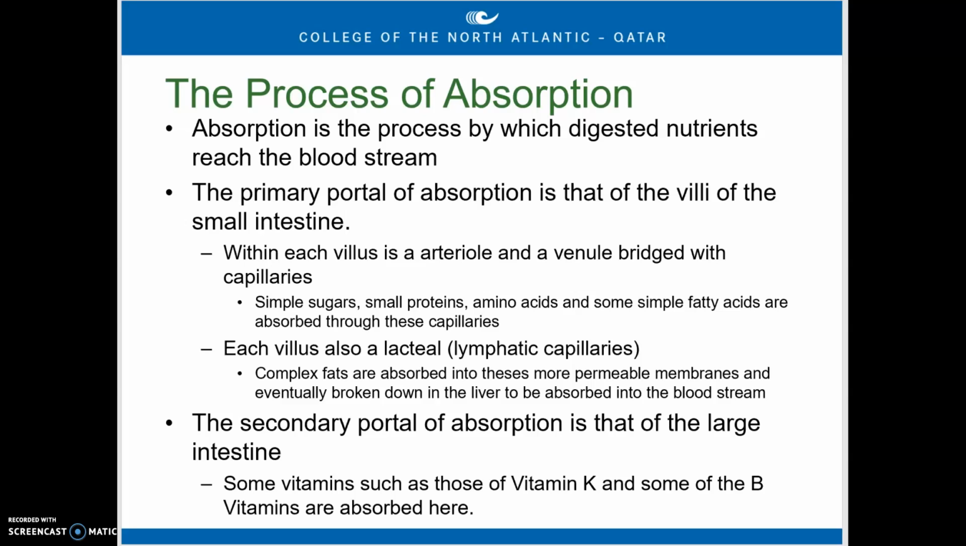So an arteriole and a venule, and those capillaries are really porous, so stuff can get in and out quite easily. So simple sugars, small proteins, amino acids, some simple fatty acids, all of these things are going to pass through the epithelial layer of the intestines and then pass into the blood, in through the capillaries.